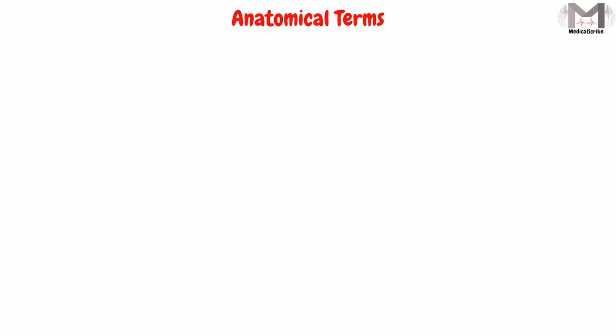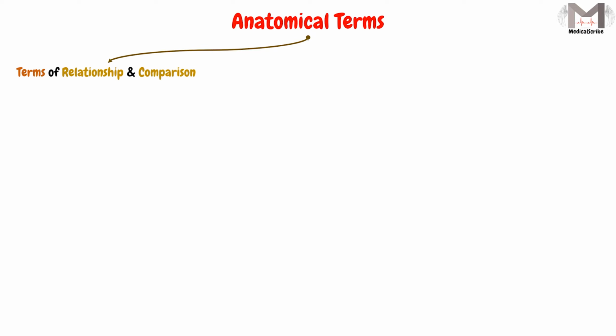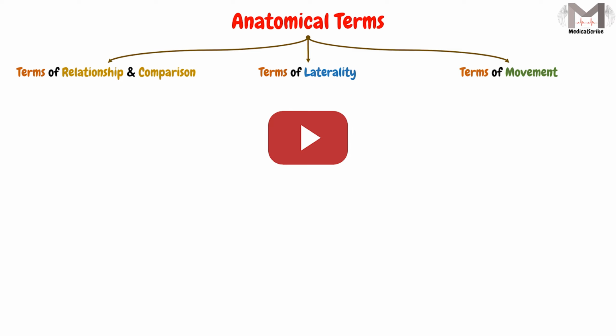We can divide the anatomical terms in anatomy into three types in order to make it easy for us. The first type is the terms of relationship and comparison. The second type is the terms of laterality, while the last type is the terms of movement. All these types we will explain in the upcoming videos.